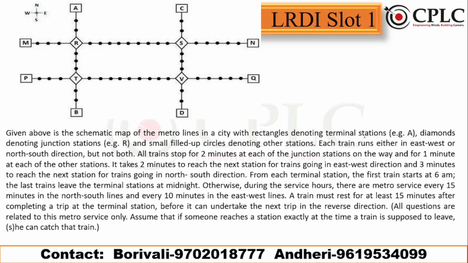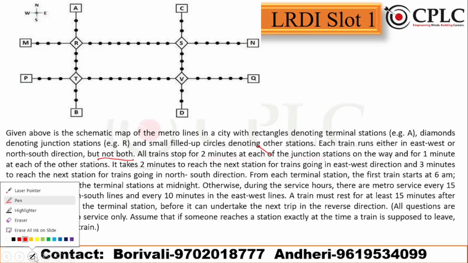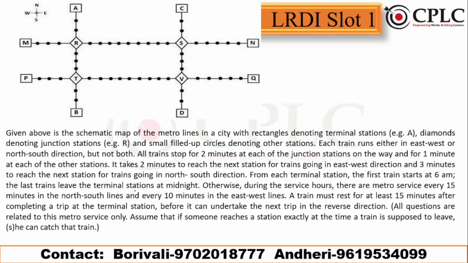Each train runs either in the east or west or north or south direction, but not both. Very important. Each of the trains doesn't run in both directions, either east-west or north-south. All the trains stop for 2 minutes each at the junction station on the way, and for 1 minute at each other station. So for junctions they stop 2 minutes, for every other station they stop 1 minute. It takes 2 minutes to reach the next station for the trains that are going east to west direction, and 3 minutes to reach the next station for the trains that are going from north to south direction.